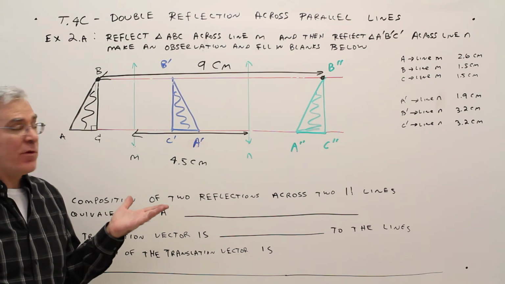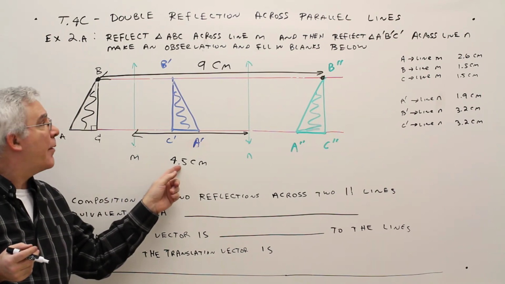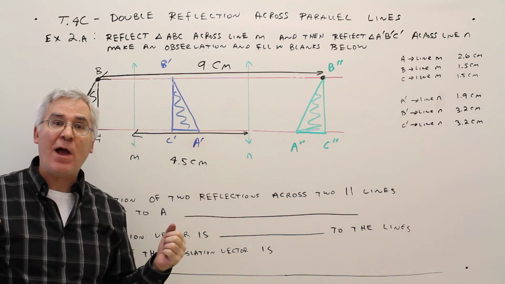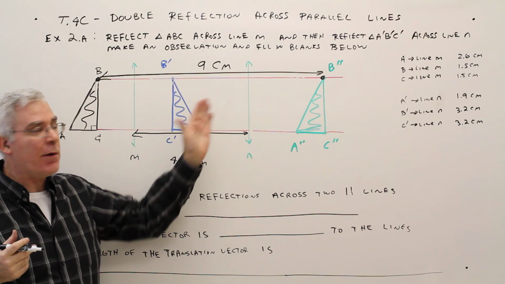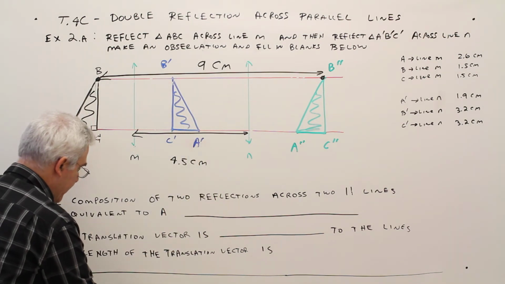Then, let's make an observation. This distance is 4.5 centimeters. That distance is 9 centimeters. It looks like it's twice as long. And you can easily prove that with the reflections. Okay, so now we'll fill in the blanks.